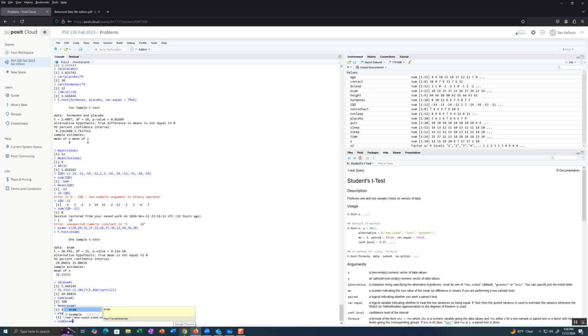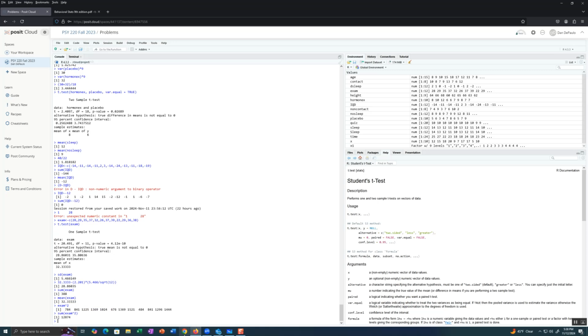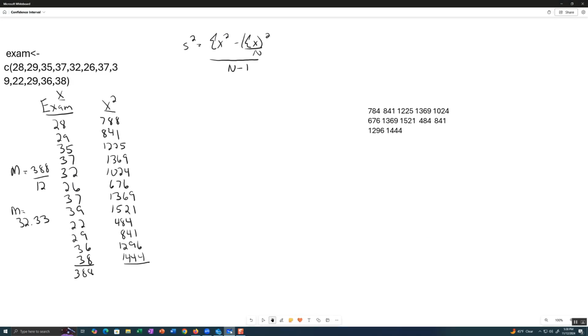Sum up exam squared. It's giving me 12,874. So let's go back. That's a huge value. So now I'm going to plug it into this formula. S squared is equal to the sum of x squared, which is 12,874, minus the sum of x, which is 388, squared over n, which is 12, over n minus 1, which is 11.